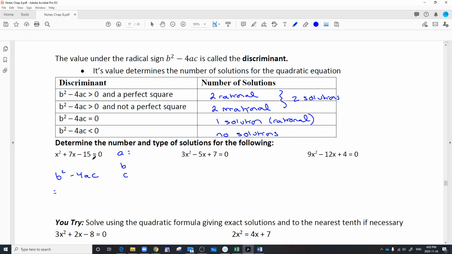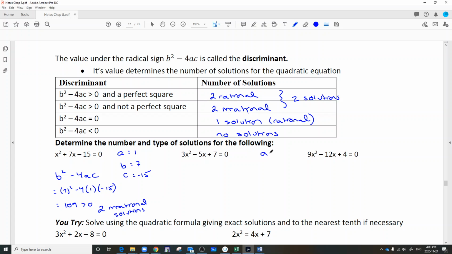So this is written in standard form. It's equal to 0. So the a is 1, the b is 7, and the c is negative 15. So we're going to plug in b, 7 squared minus 4 times a times negative 15, which is c. Plugging this into your calculator, you get 109. Since this is greater than 0, you know that you have 2. If you want to know exactly, it's 2 irrational solutions because it's not a perfect square. But again, it's really important that you understand that it's just 2 solutions.